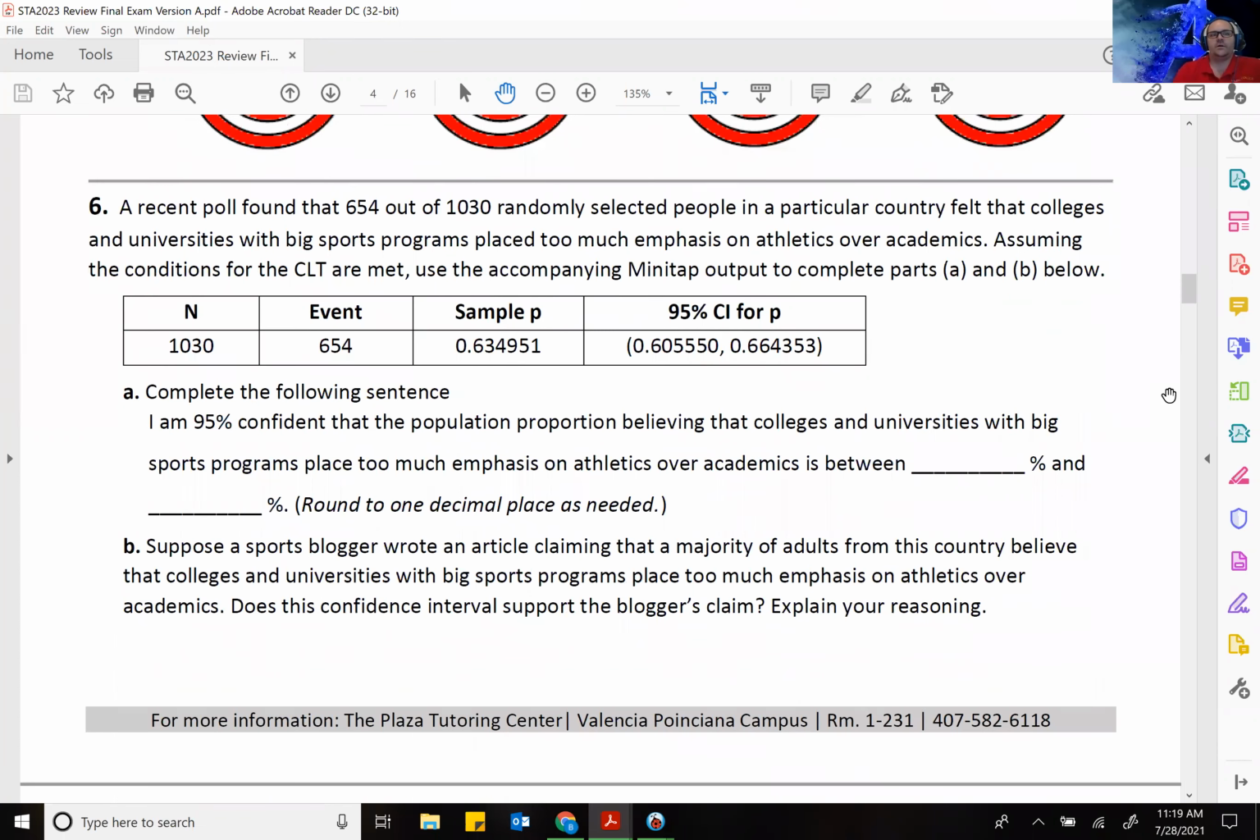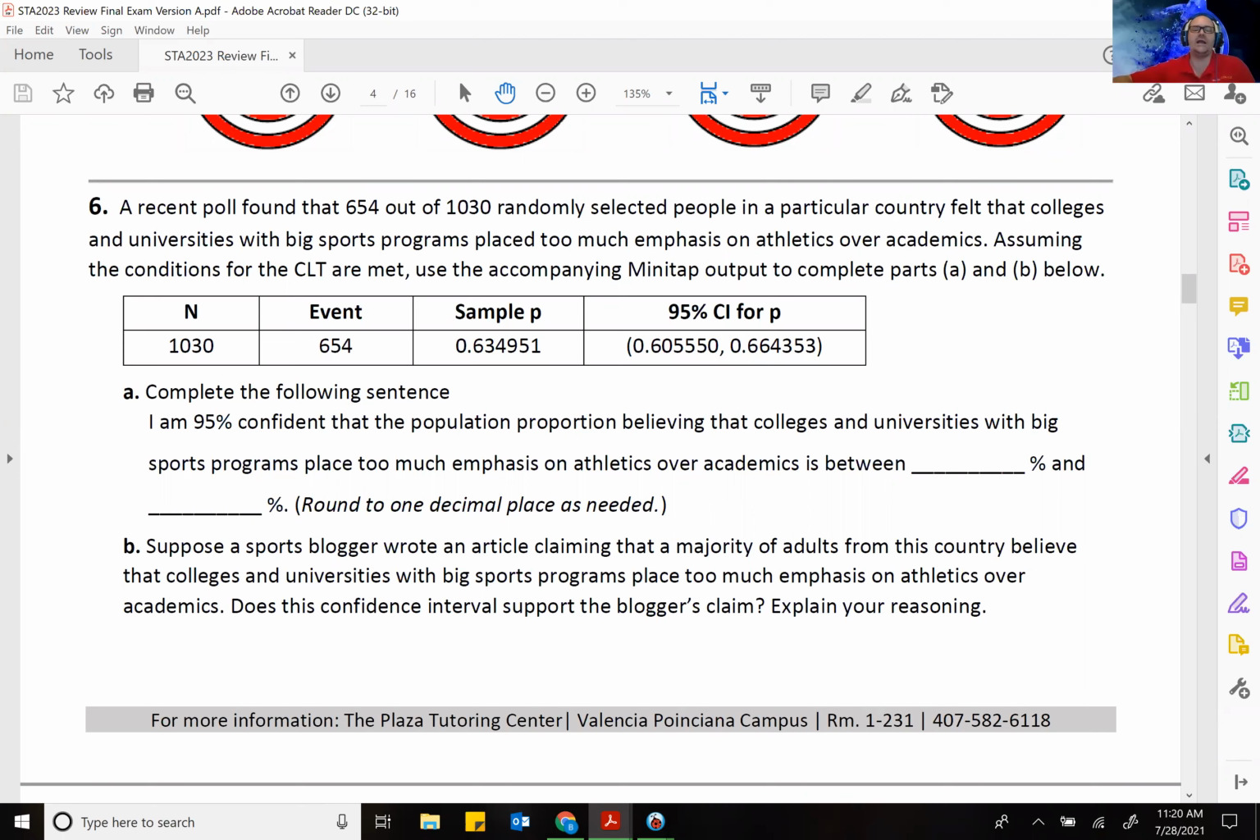So, number 6, a recent poll found that 654 out of 1,030 randomly selected people in a particular country felt that colleges and universities with big sports programs place too much emphasis on athletics over academics. Assuming the conditions for CLT are met, so we don't have to worry about that, here's some information that a Minitab output provided us. Complete the following sentence for part A.